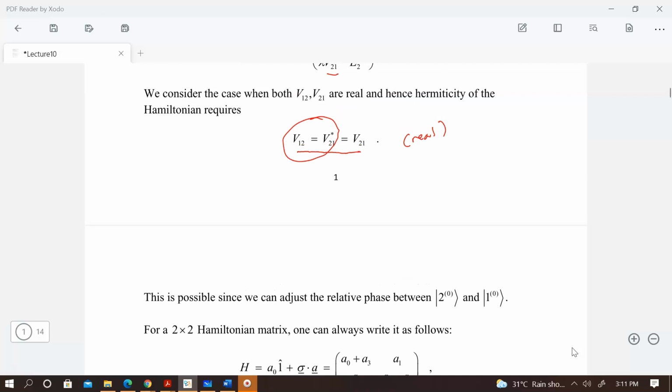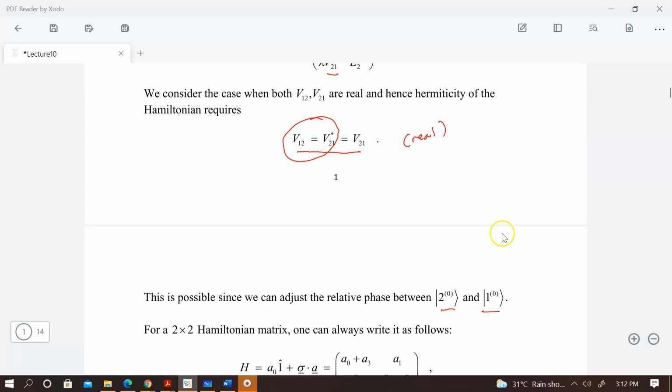This is just a remark that you can essentially do this because if there's a parameter that makes this thing complex, you can just remove the phase by putting a relative phase between the basis states. You can always do that in this particular case.